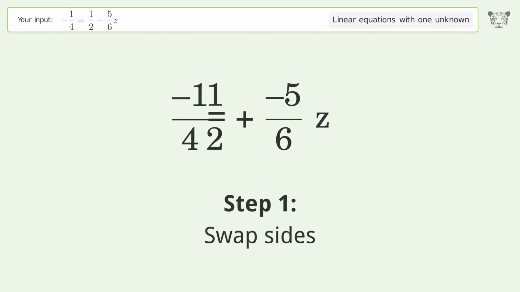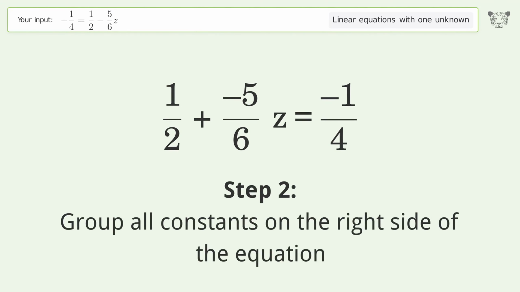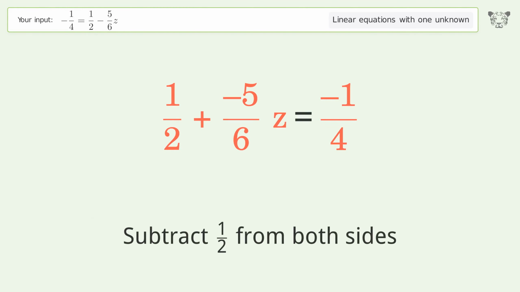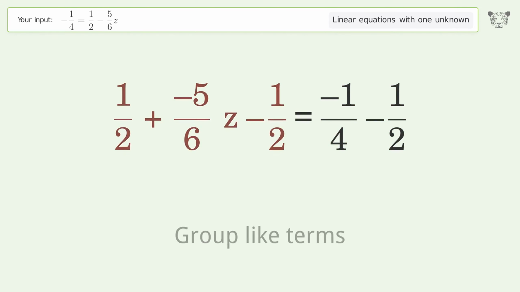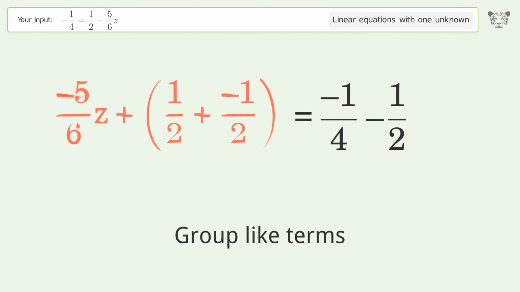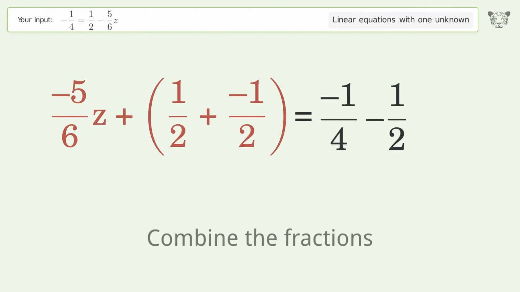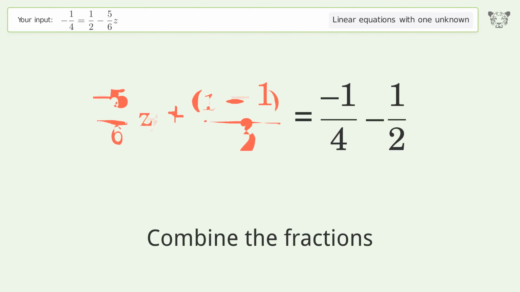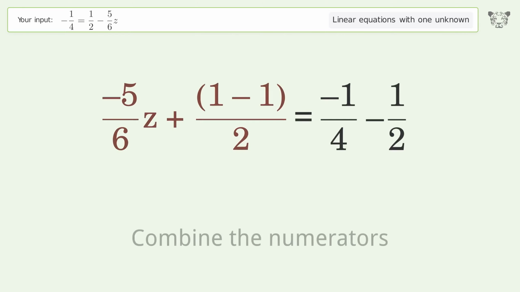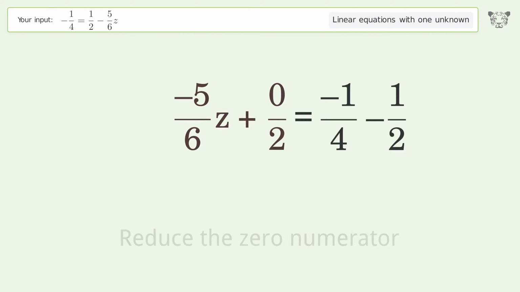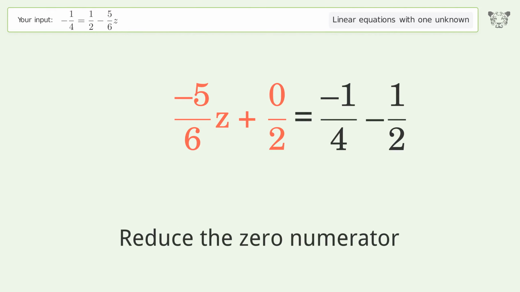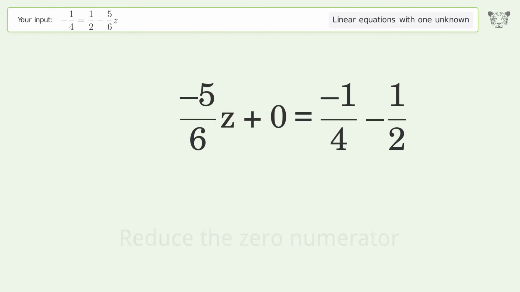Swap sides. Group all constants on the right side of the equation. Subtract 1/2 from both sides. Group like terms. Combine the fractions. Combine the numerators. Reduce the zero numerator. Simplify the arithmetic.